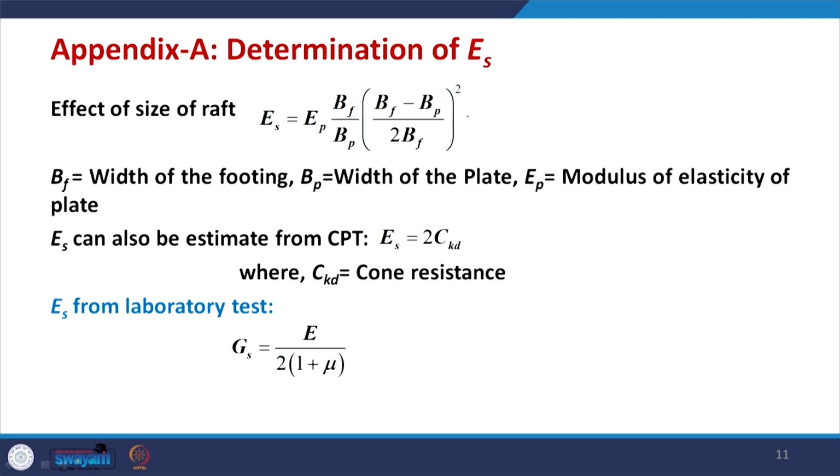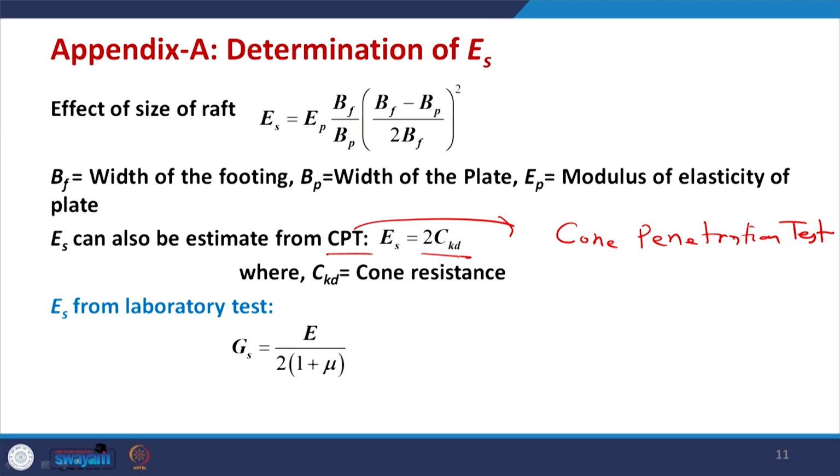That was the case when you conduct the plate load test. Suppose you have data from CPT, the cone penetration test. We discussed a little about the cone penetration test when we talked about shallow foundations, and you may recall that bearing settlement using CPT was also discussed in the last lecture. For CPT data, ES can be found as 2 times qc, where qc is the cone resistance. This is a simple relation, but the plate load test is more appropriate and more reliable.